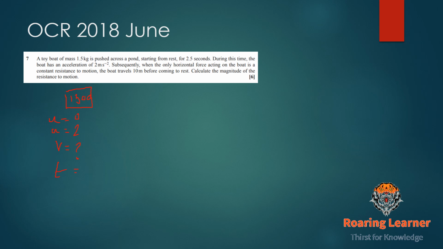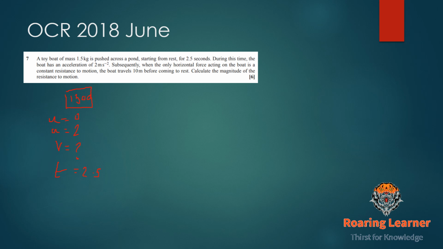Here I'm trying to find what v is, because for the next part of the question there is only a horizontal force acting, so there's no more acceleration, there's only deceleration, and we want to know the magnitude of the force that causes that deceleration. For us to know that, we need to know the final velocity after this initial acceleration.